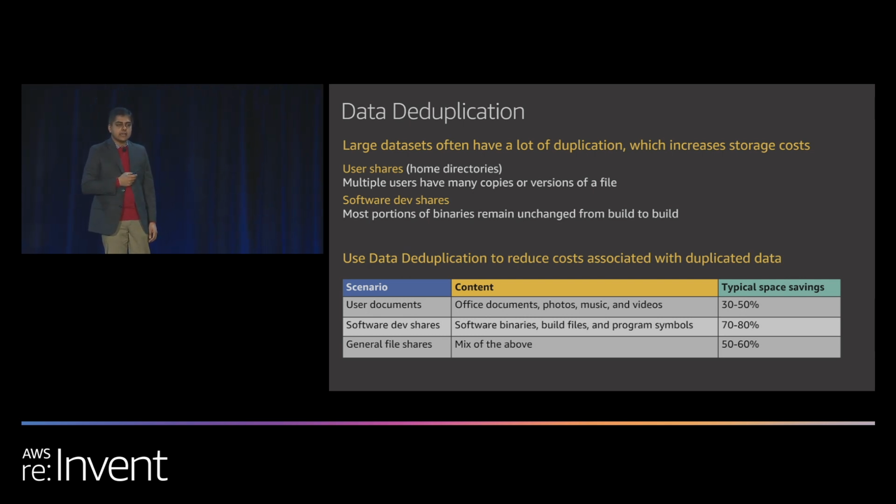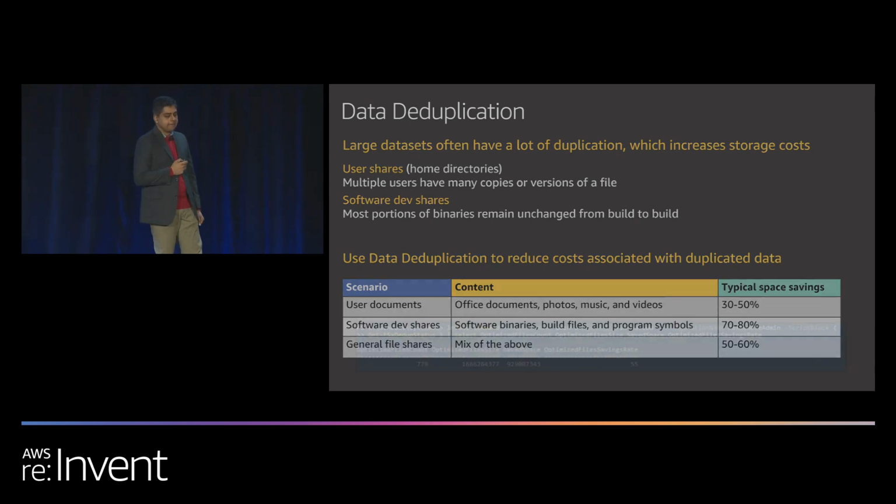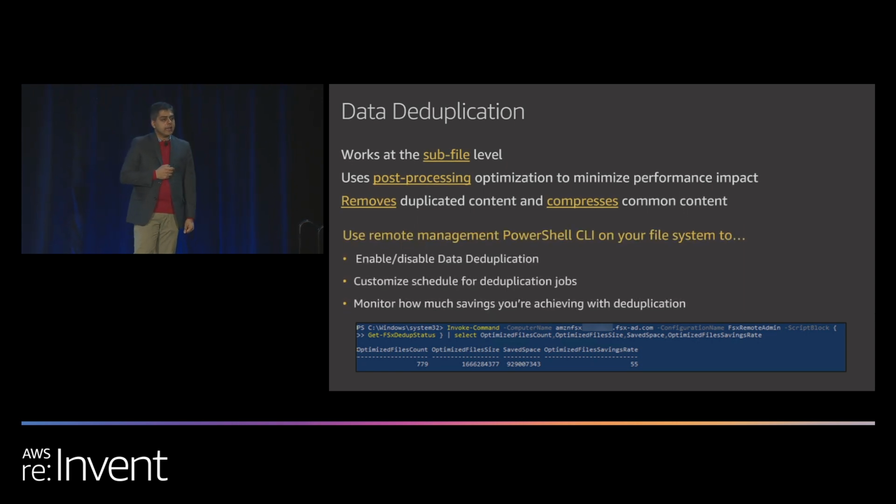The guidance provided here as an example is for typical user document shares, for typical software development shares, and for general file shares that have a mix of these. So you can see that with general file shares, it tends to be about 50 to 60% typically in terms of storage space savings. A couple of things I'll focus on within data deduplication are basically that it works at the sub-file level. So remember, the entirety of the file need not be duplicated, even if there are portions, and these portions need not even be aligned to blocks or whatever. They can be anywhere along the file. The data deduplication will still find those to be duplicates and will save space for you.